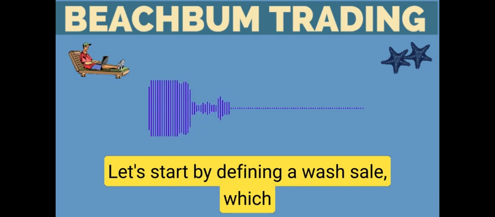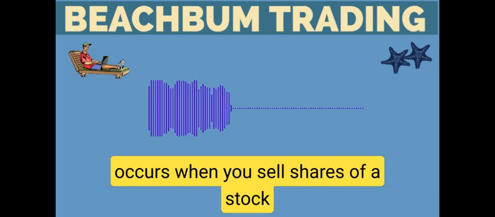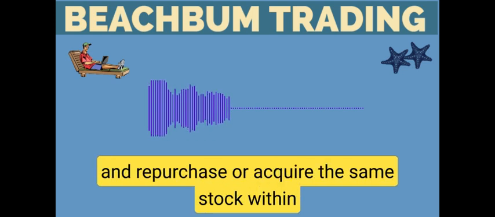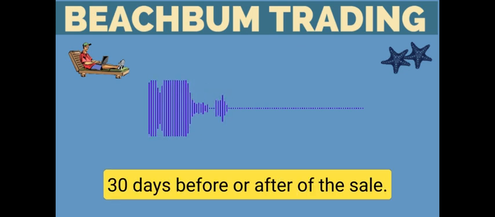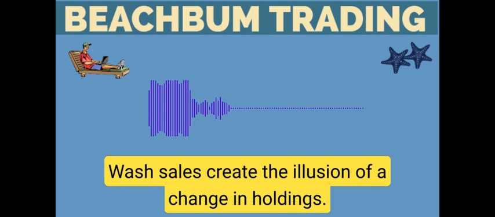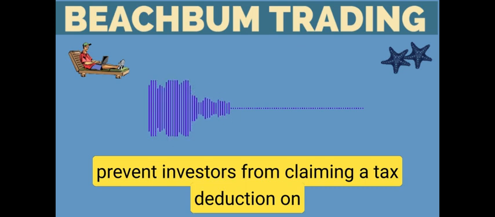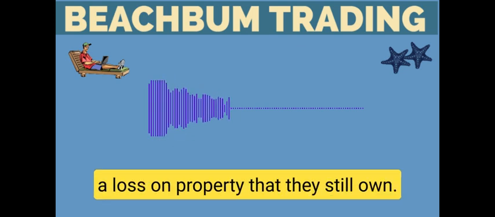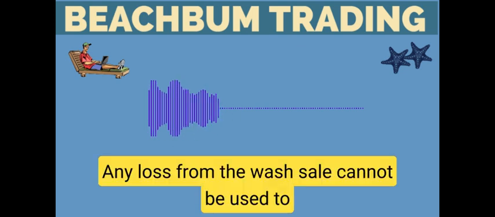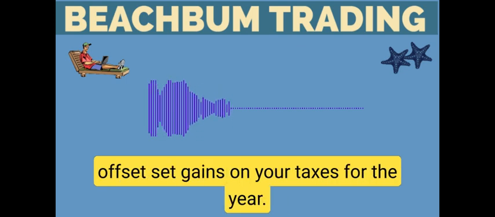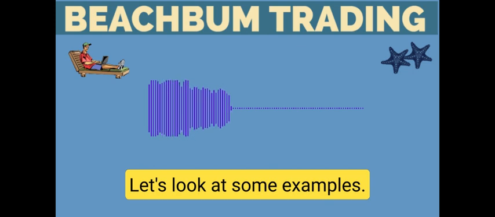What is a wash sale? Let's start by defining a wash sale, which occurs when you sell shares of a stock and repurchase or acquire the same stock within 30 days, before or after, of the sale. Wash sales create the illusion of a change in holdings. As such, the IRS enforces the rule to prevent investors from claiming a tax deduction on a loss on property that they still own. Any loss from the wash sale cannot be used to offset gains on your taxes for the year. Let's look at some examples.